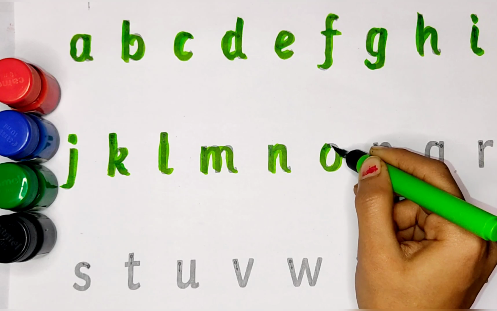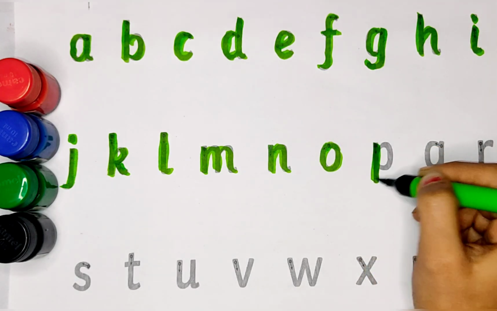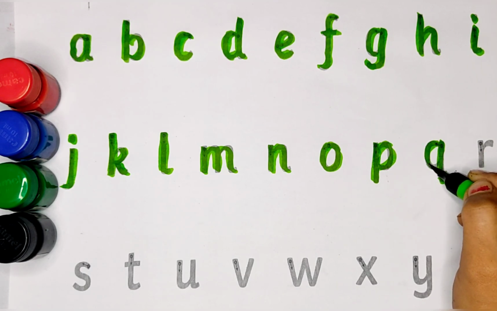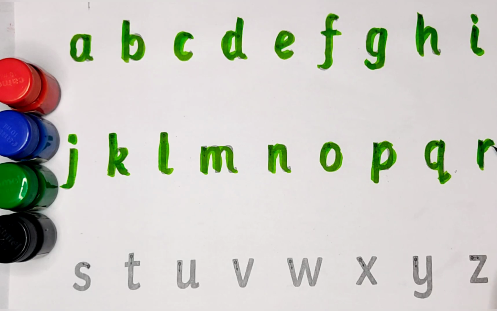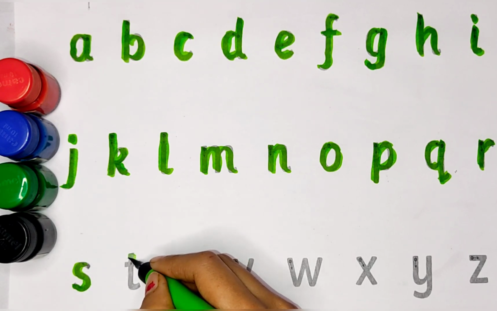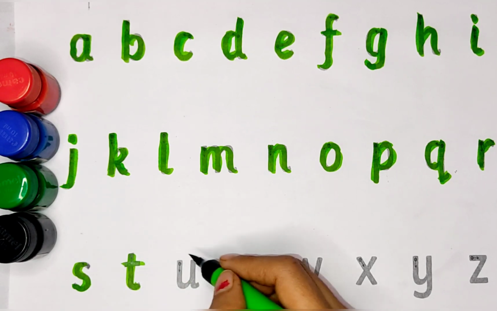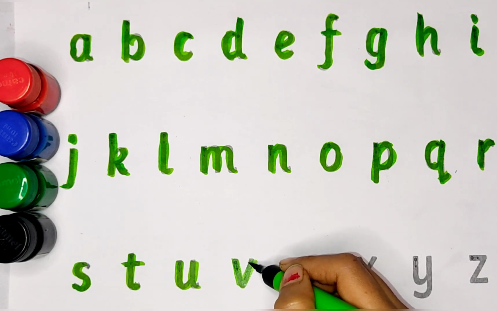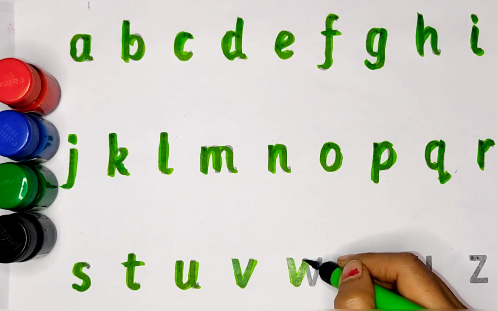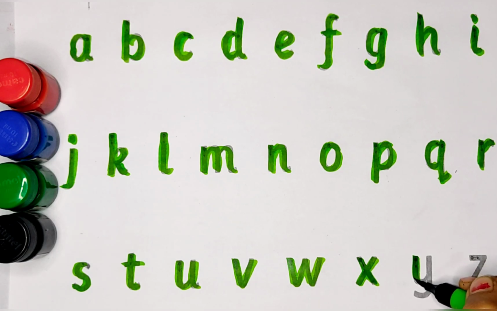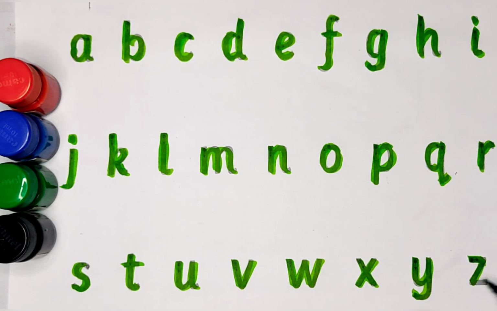O, O for orange. P, P for parrot. Q, Q for queen. R, R for rose. S, S for sunflower. T, T for trumpet. U, U for unicorn. V, V for van. W, W for watermelon. X, X for Xmas tree. Y, Y for yak. Z, Z for zebra.